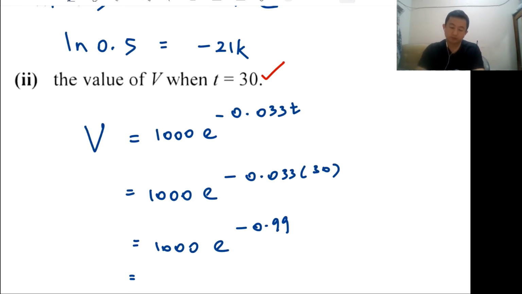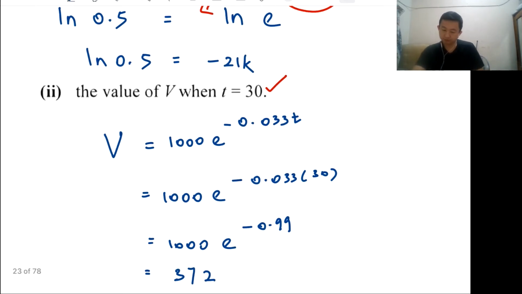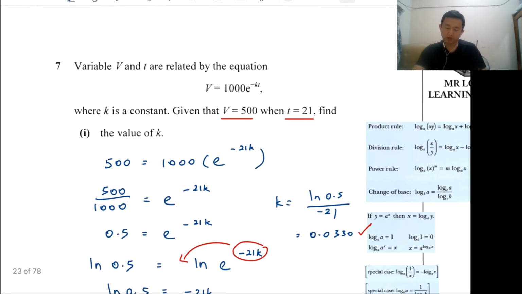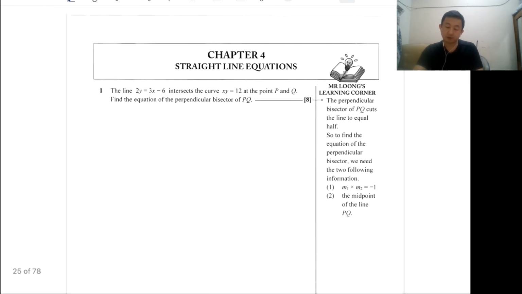372, 3 is a different figure, right? So let's make it 372. Okay, moving on. That is the last question.